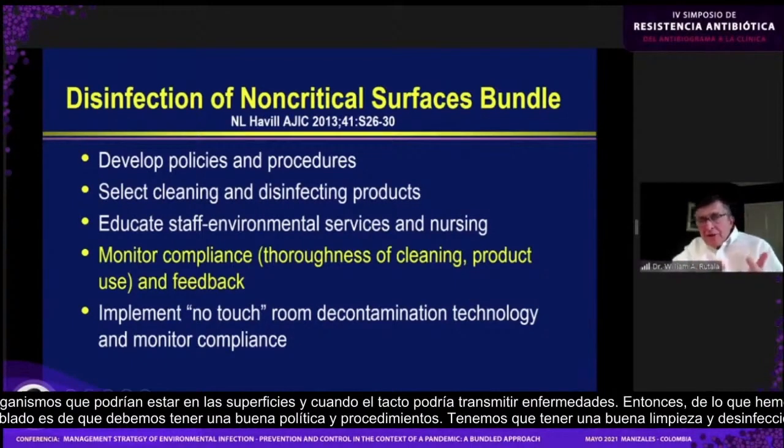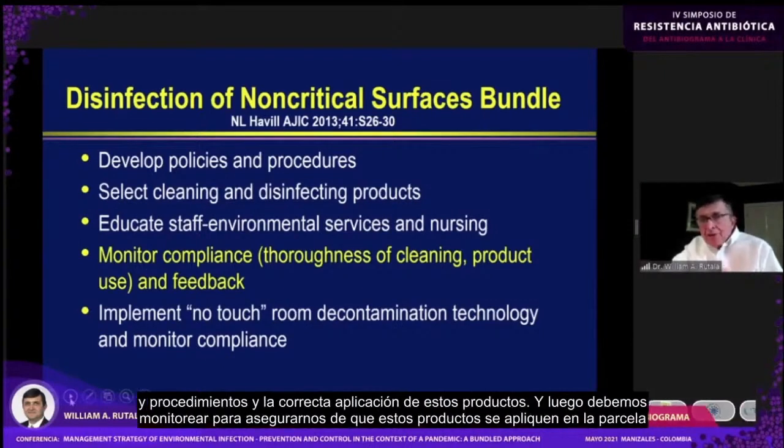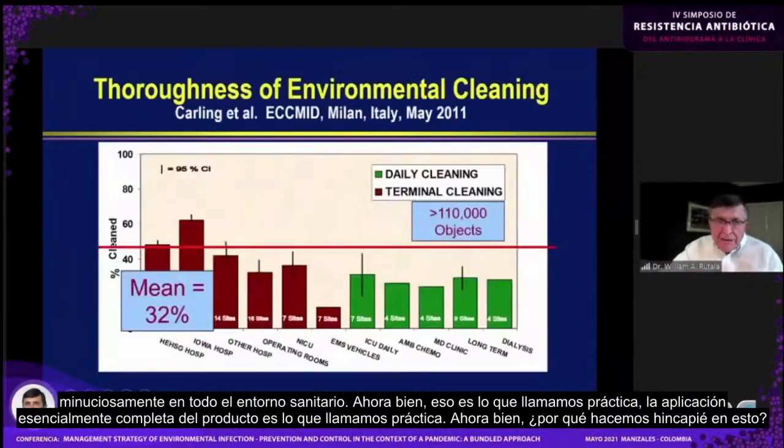So what we've talked about is we have to have good policy and procedure. We have to have good cleaning and disinfecting practices. We need to educate everyone that's going to apply these products, to include environmental services and nursing, about these policies and procedures and the correct application of these products. And then we need to monitor and ensure that these products are applied thoroughly throughout the healthcare setting. Now, that is what we call practice. Essentially, thorough application of the product is what we call practice.